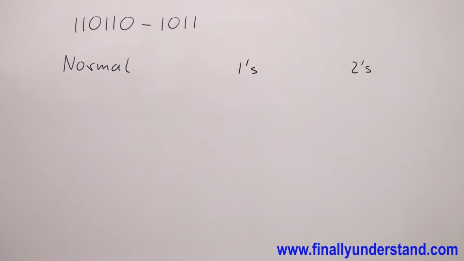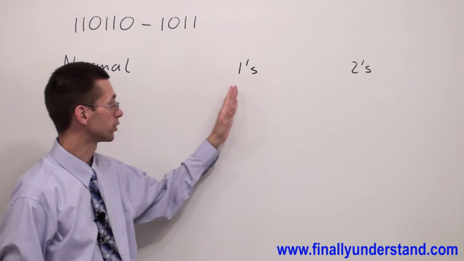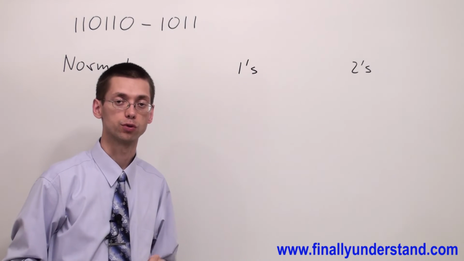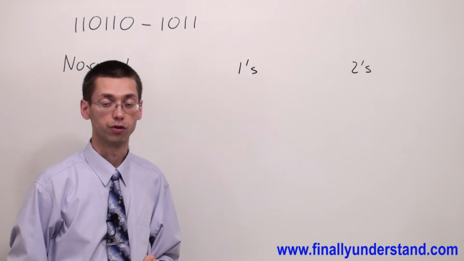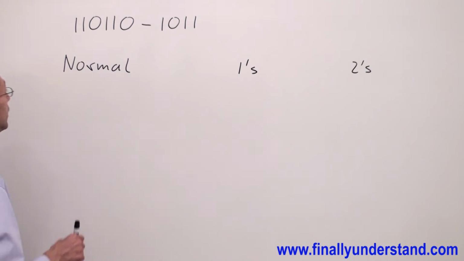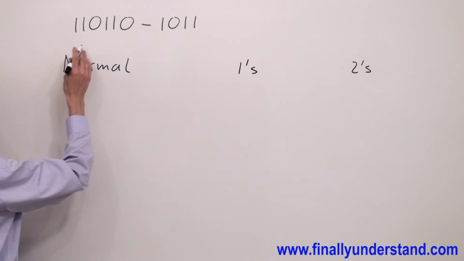Let's take a look at this example. Again, we're supposed to perform the subtraction using the regular way, which we will call normal. We're supposed to use 1's complements and 2's complements. We're supposed to get the same answers for all these different ways of solving this problem. So let me copy this problem down.